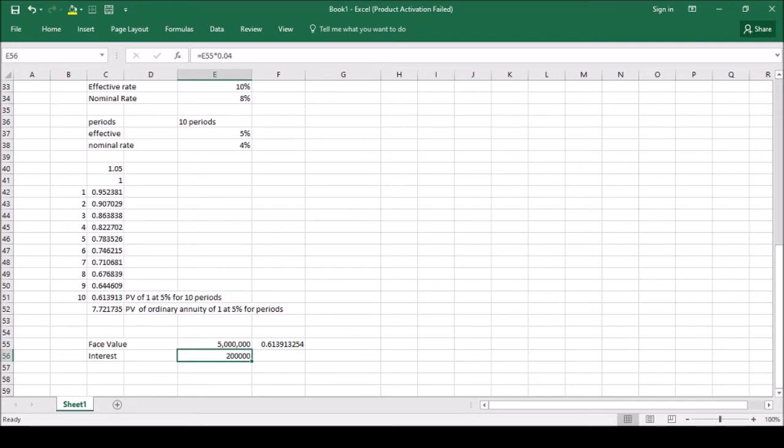And then what will we use but the present value of ordinary annuity of 1 at 5% for 10 periods. So, we multiply each. 5 million times 0.61. So, the present value of the convertible bond comes out to 4,613,913.25. Our answers may differ if we remove a certain number of decimal places.